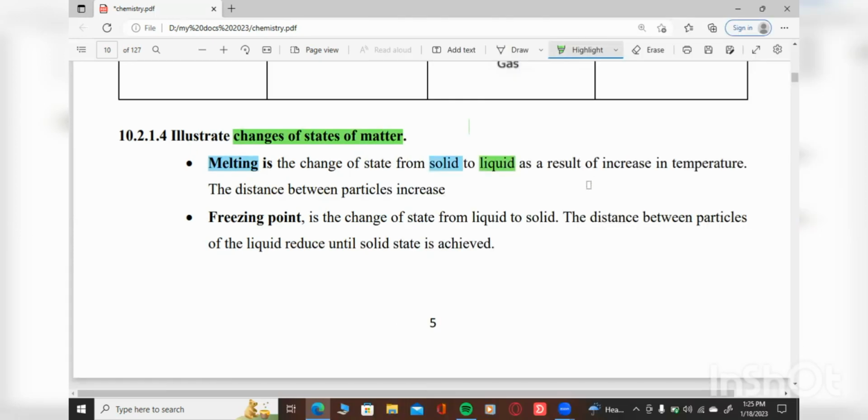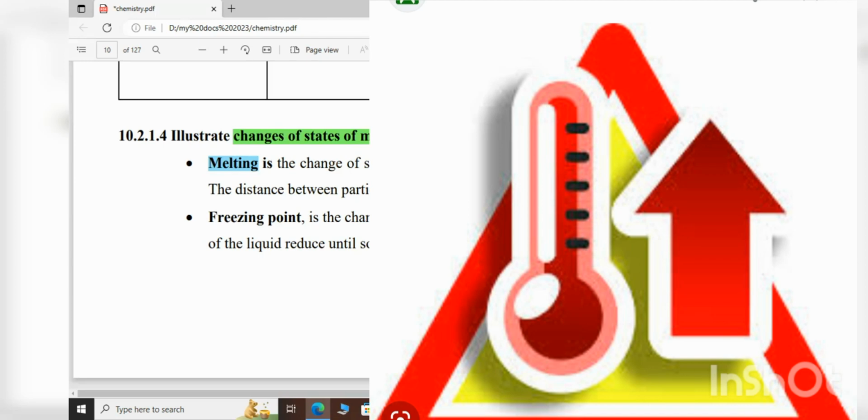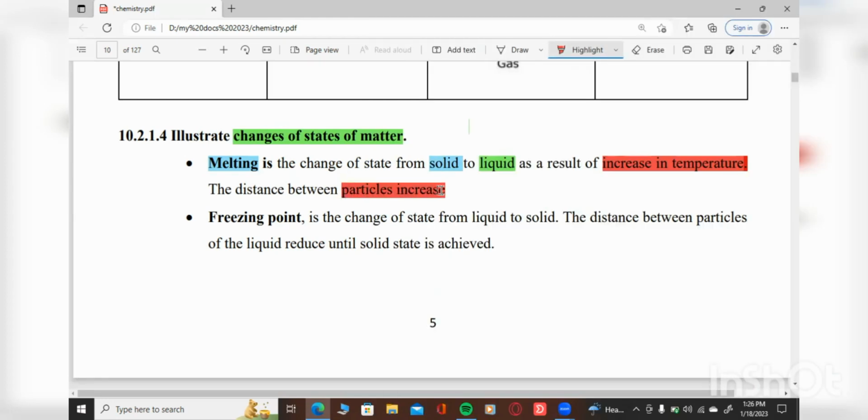What causes the change of solid to liquid is the increase in temperature. How the particles are packed within that solid will be different from how they are packed in a liquid. So there'll be a change of the distance between the particles. So that is melting. Then we have freezing. Freezing is the opposite of melting.